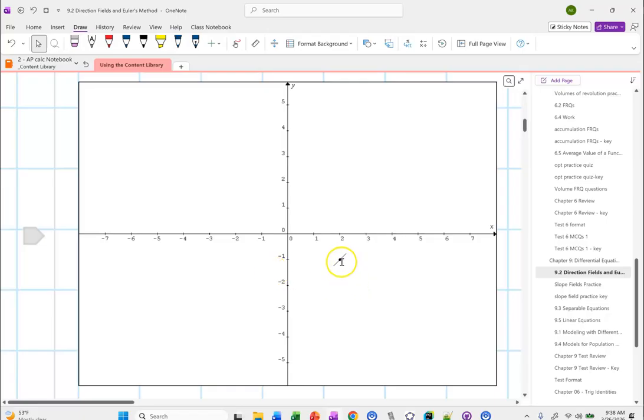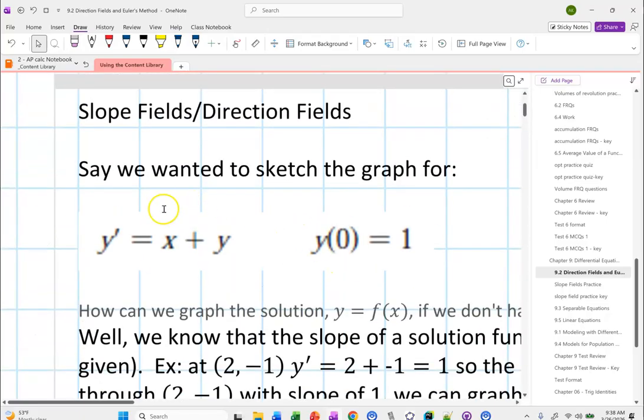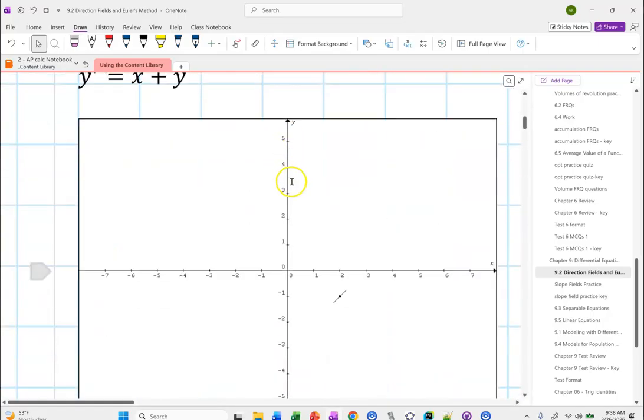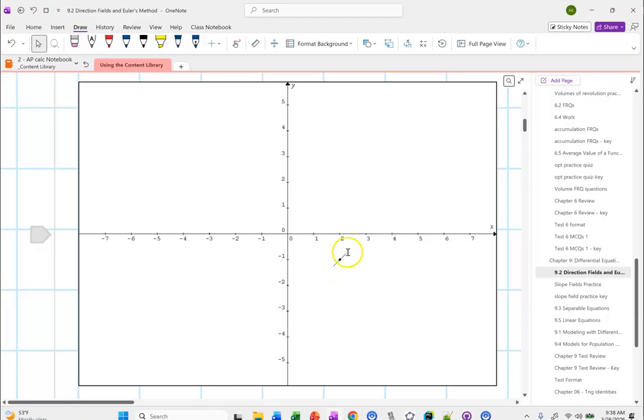For example, 2, -1 is one of these lattice points. If I take the x value of 2 and the y value of -1 and plug into our differential equation, I'd have 2 plus -1, which is equal to 1, which tells me the slope of y at the point 2, -1 is 1. So on my xy axis, I'm going to put a point at 2, -1, and I'm just going to sketch in a little tiny line that looks like it has slope of +1. Everybody's okay with this? And I'm going to do this for all of my lattice points.